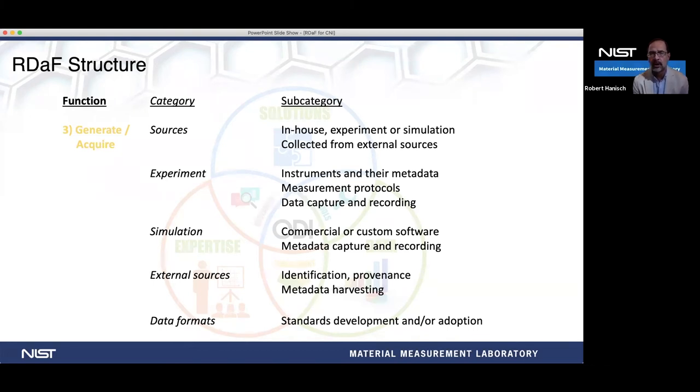So one has to worry about data capture and recording, measurement protocols, capturing information from experimenters that cannot be captured directly from the instrumentation. If it's external sources, how do we identify what's the provenance? How do we harvest the metadata so that we know where this data came from and its reliability? And again, what formats are the data coming in?